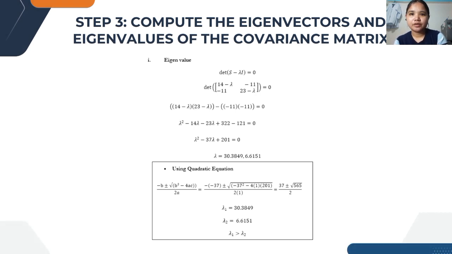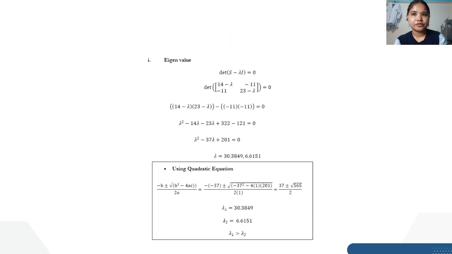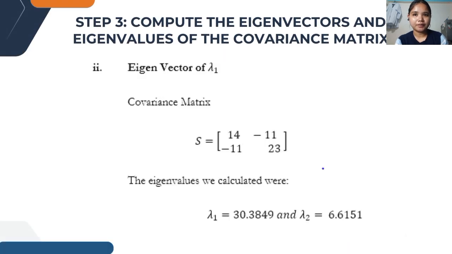So using the quadratic equation, we get the values of lambda 1 and lambda 2, which are 30.3849 and 6.6151. So this means that our lambda 1 is greater than our lambda 2. Now to find the eigenvector, we now have our eigenvalues, lambda 1 and lambda 2. So we now find the eigenvector of lambda 1.